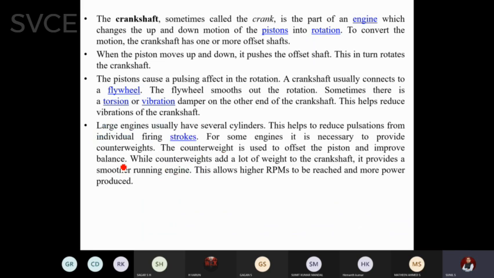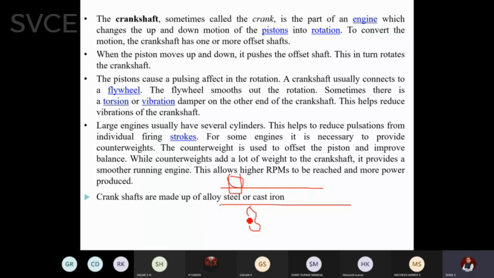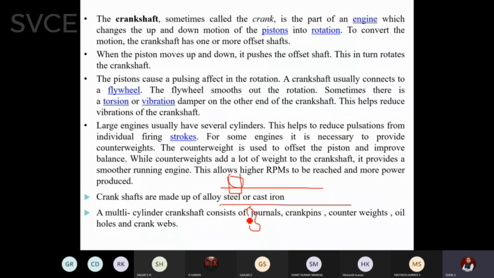Usually in large engines like a truck engine, there will be a counterweight on the end. For example, if at one end of the crankshaft the big end of the connecting rod is connected, at the other end there will be a counterweight to balance. Otherwise the rotating masses will not get balanced. So usually this crankshaft is made up of either alloy steel or cast iron. It is a single molded structure.